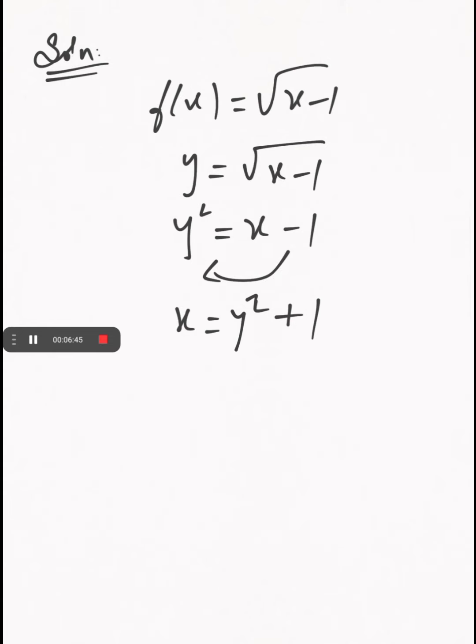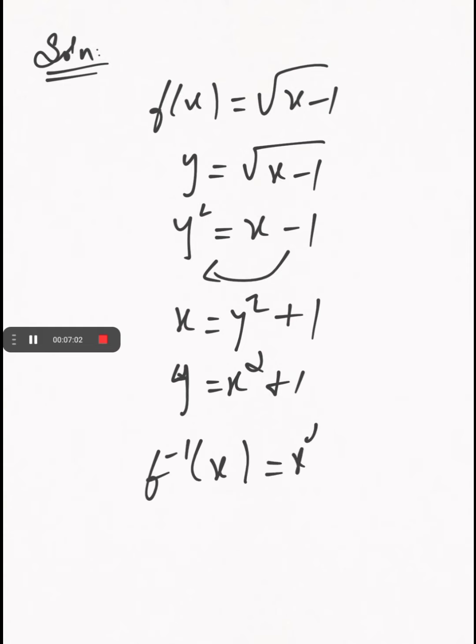Inverse means we interchange the coordinates of each ordered pair of f, right? So I am changing the coordinates. I get y equals x square plus 1. This is f inverse of x equals x square plus 1. Then we need to draw the graph of f of x and f inverse of x.